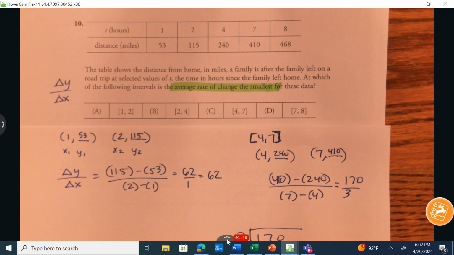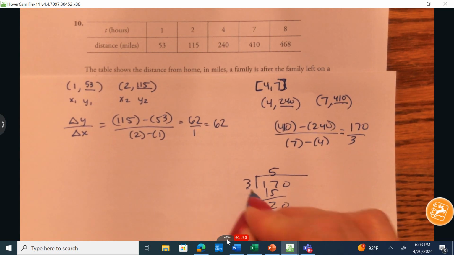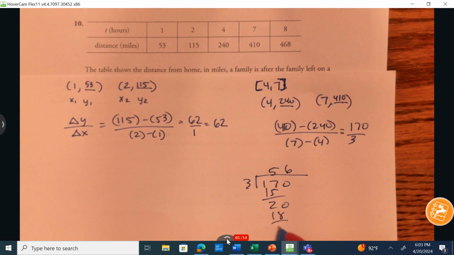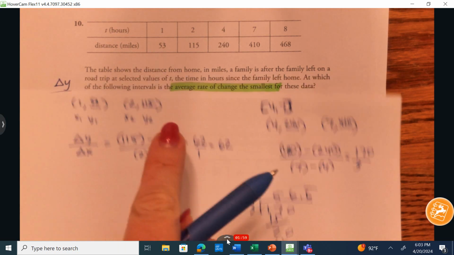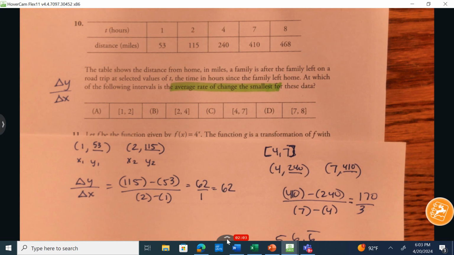Okay, 3 goes into 17 5 times. Remember, there's no calculator here. 3 goes into 20, it can go in 6 times. And then we just have this repeating 56.6. And if you did each one of these options, you would see that C produces the smallest average rate of change.